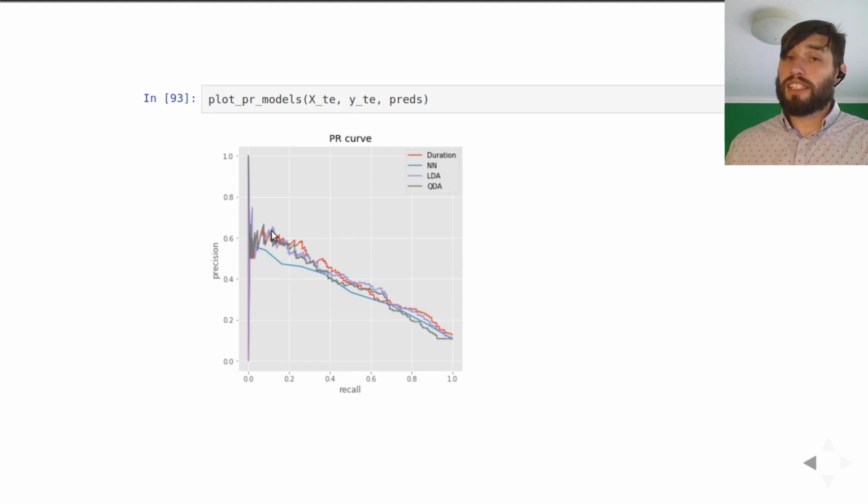And LDA and QDA seem to just be finding that duration is a good predictor in some sense. Probably the beta has a high weight on the duration, whereas nearest neighbors is not going to select which variables are more important in some sense. It just uses the Euclidean distance. So that's what we find. There's not really that much advantage to using anything other than duration in this case.